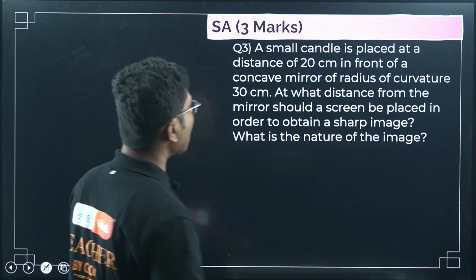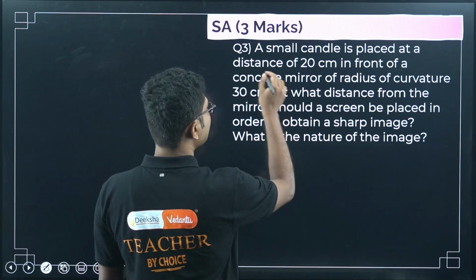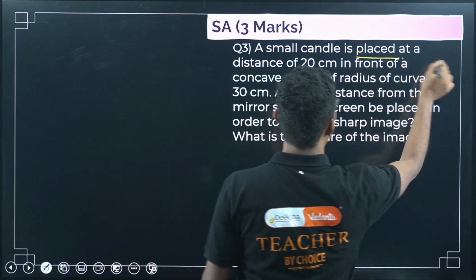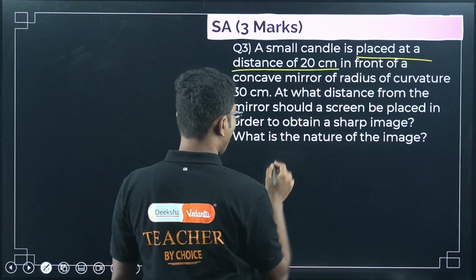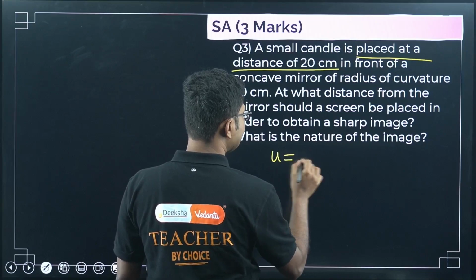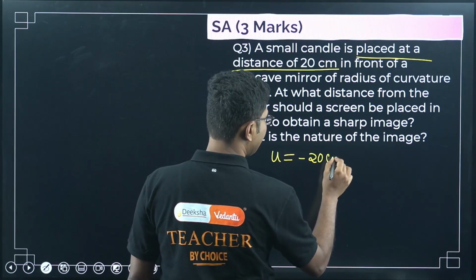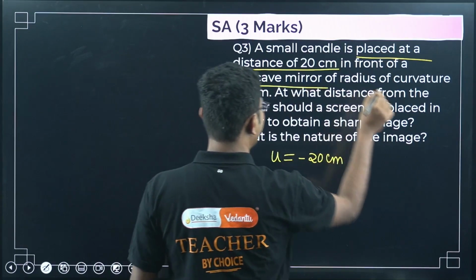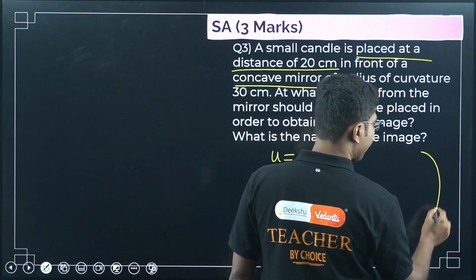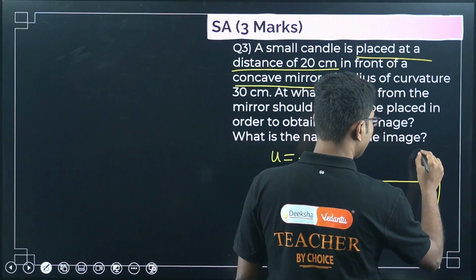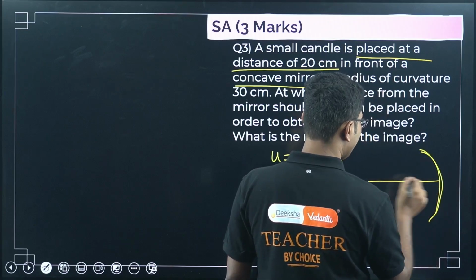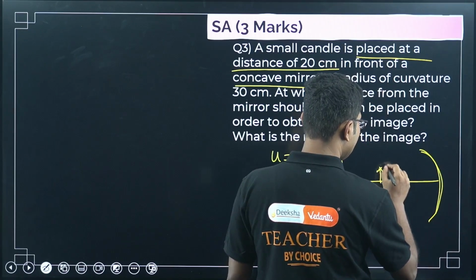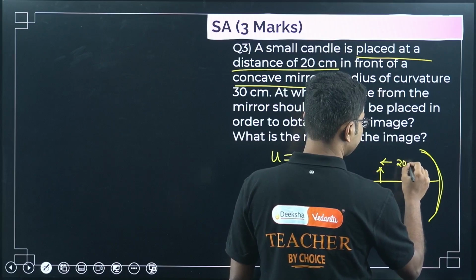So first of all, what is all the information given? Information given is that the object is placed at a distance of 20 centimeter. Object distance is 20 centimeter. Now remember that it is a concave mirror. Okay, concave mirror. You can draw the ray diagram for your reference. Ray diagram is not absolutely necessary in this case, but you can draw that. So object is placed at a distance, say 20 centimeter.